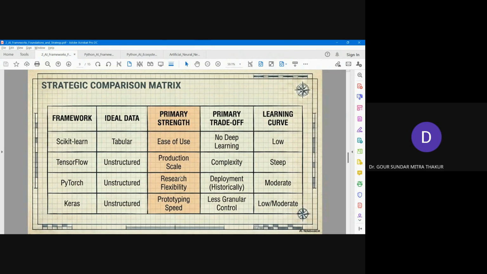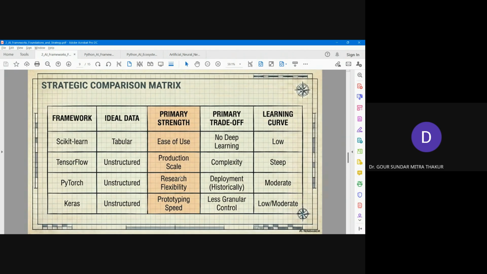So it's very short. If I talk about scikit-learn, it is actually ideal for tabular data. Its primary strength is that it is very easy to use, and no deep learning can be implemented with this particular library. So it's simply for machine learning purposes, simple statistical algorithm purposes. And TensorFlow, you know, is specially required for unstructured data, any kind of data, either it is voice data, image data, or tabular data. So it can deal with any kind of data.